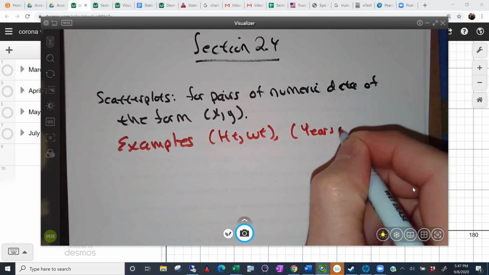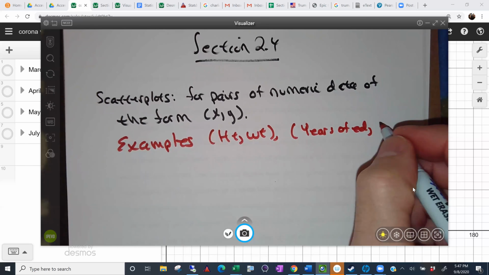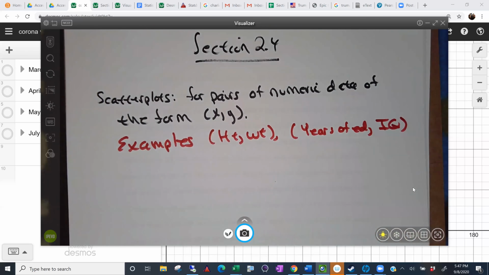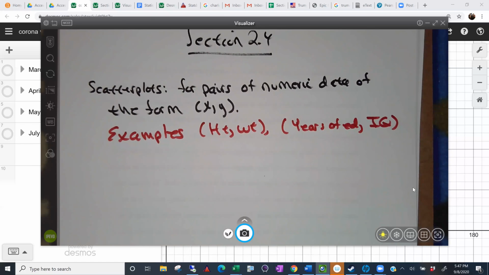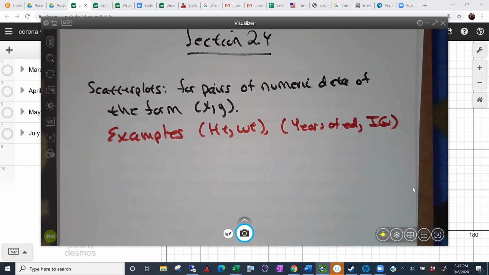years of education versus IQ. You could look at your chance of a heart attack versus how much you smoke. All kinds of different things that are pairs of numeric data. And let's look at one set of data that's kind of close to us here in Michigan.